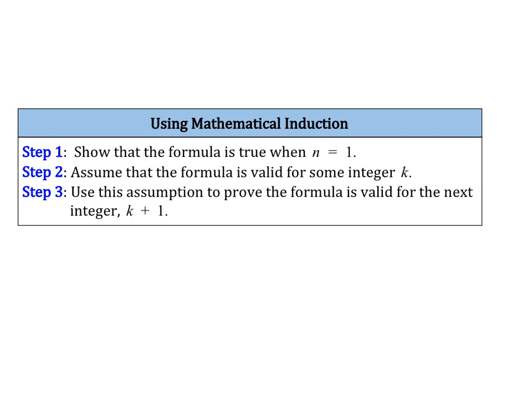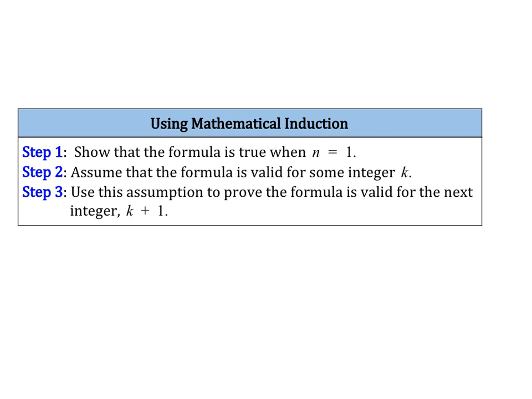Step 2 now is where it gets a little bit different. This might be something completely new to you. We're going to make an assumption. We're going to assume that the formula is valid for some integer, which we're going to call k. We're just going to state it as a fact and make the assumption that it's true.